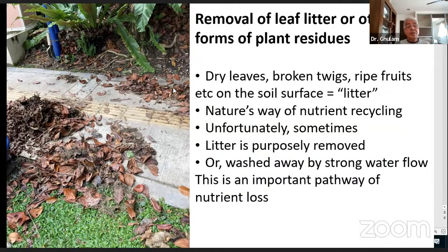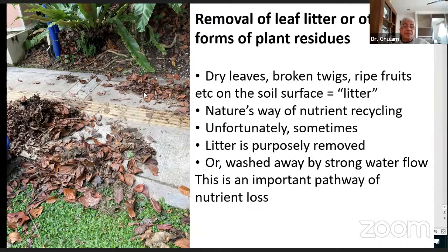Earlier, I also mentioned that the natural way for trees and plants is when the leaves mature, they fall to the ground. This is nature's way of recycling the nutrients. But sometimes, although you leave it on the soil to allow it to decompose, sometimes they are washed away by heavy rain. And sometimes owners purposely remove them because they are regarded as trash or rubbish.